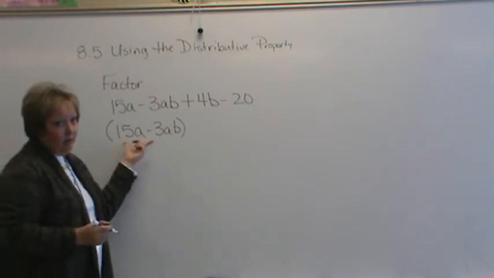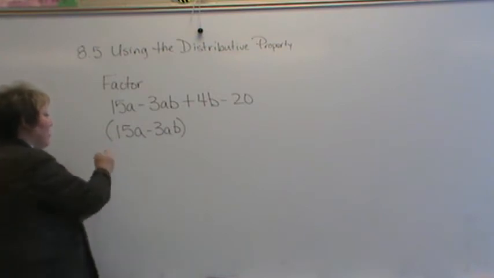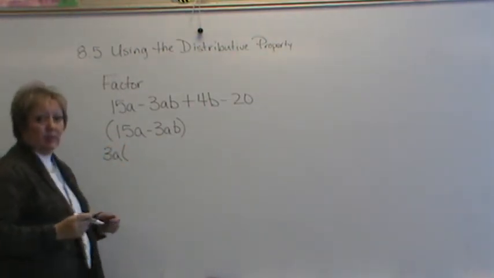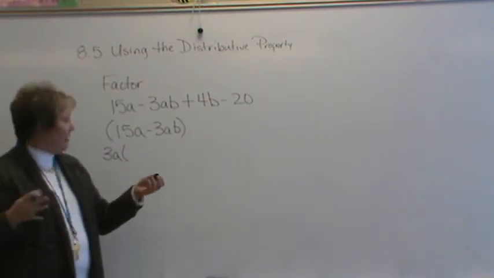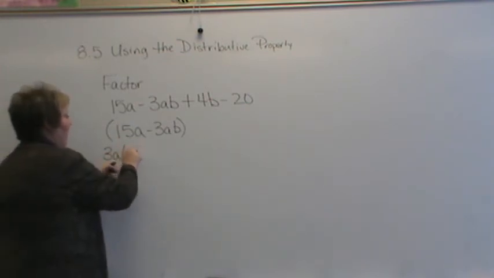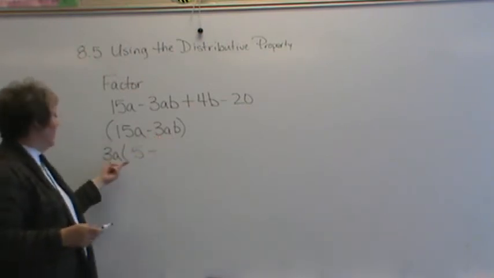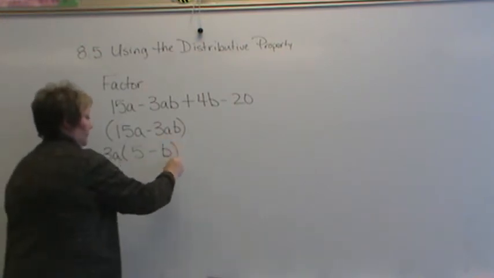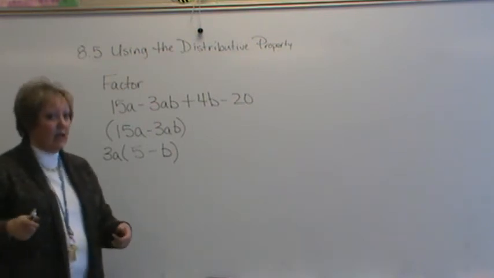3 is a factor of 15, and A is a factor of itself. So I can actually factor out 3A. Undistribute, or factor, or divide 15A by 3A, and that gives you 5. Dividing negative 3AB by 3A leaves you with B. Now if you have questions about this, be sure you bring those questions to class so we can take care of them.